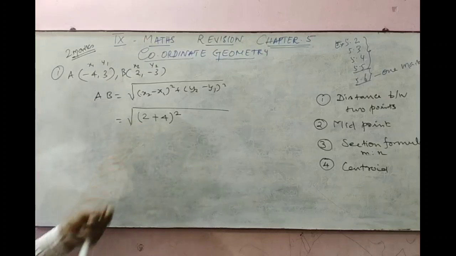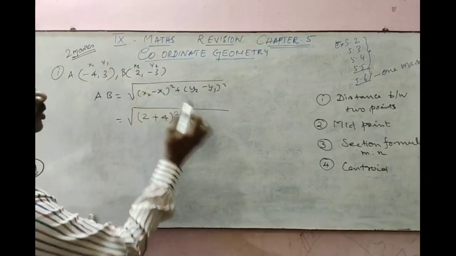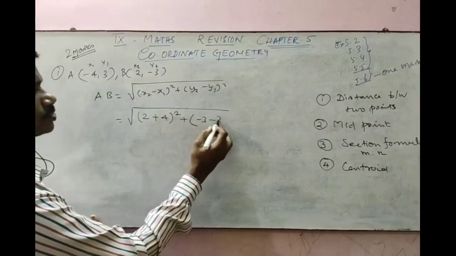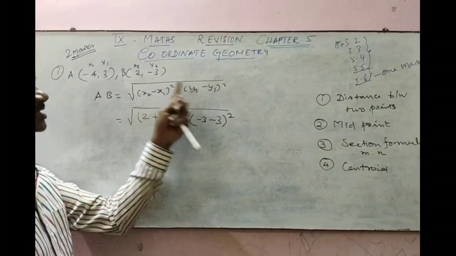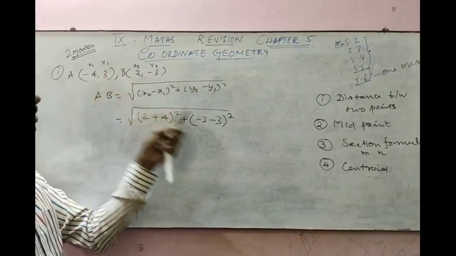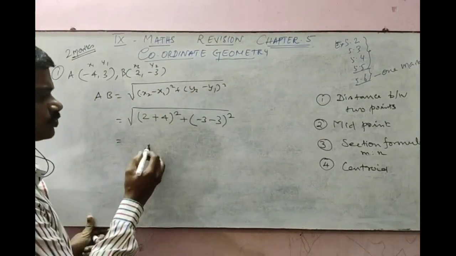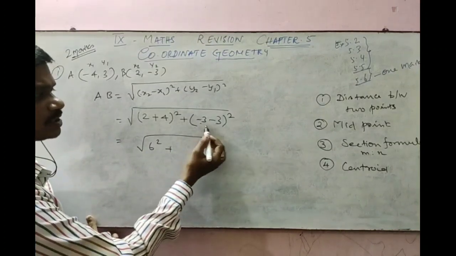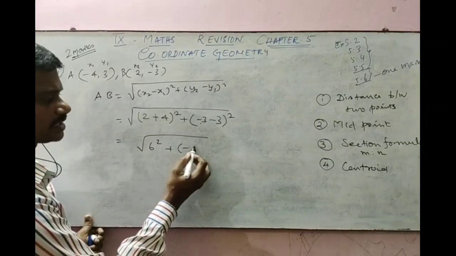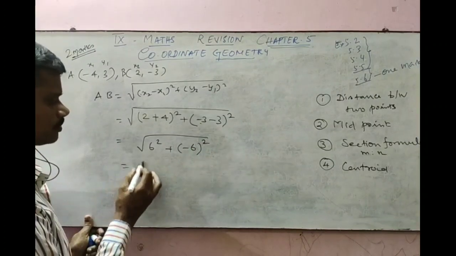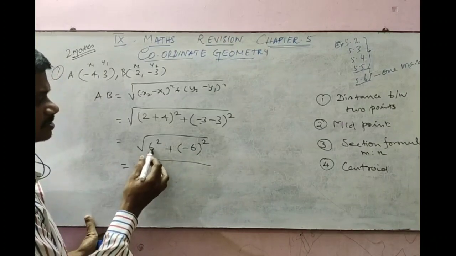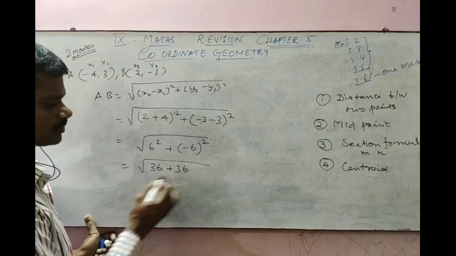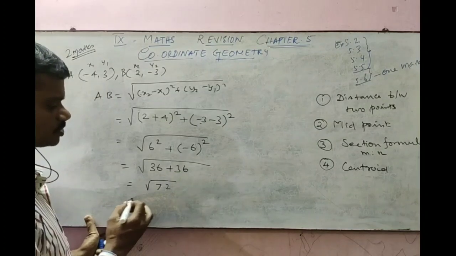So 2 plus 4 whole square plus, what is y2? y2 is minus 3, here we have one minus. The 3 is positive, so you write it as it is. So minus 3 minus 3. 2 plus 4 is 6, 6 square plus minus 3 minus 3. If you add the 2 negative numbers, you will get again a negative number, minus 6 square. 6 square is 36. Square of minus 6 is also 36. 36 plus 36 gives root 72.